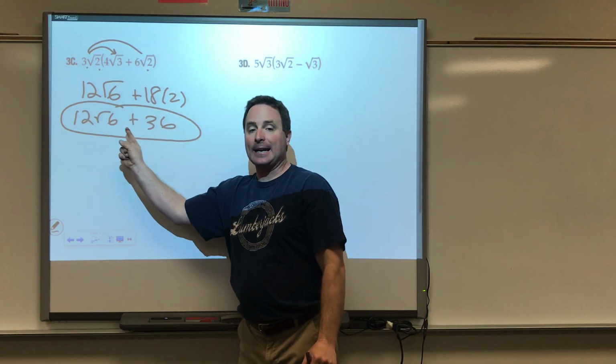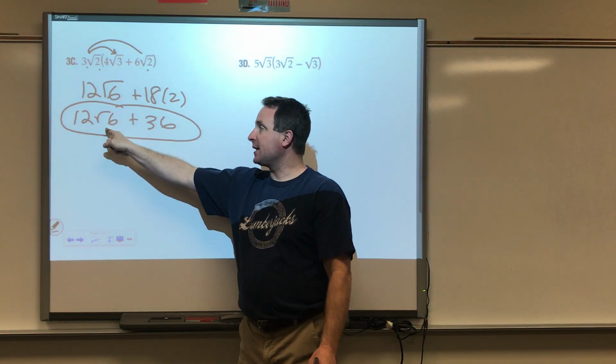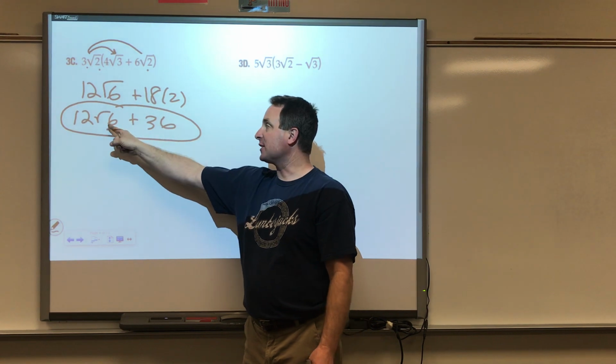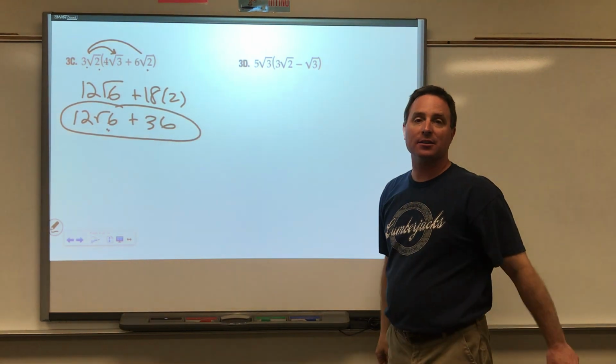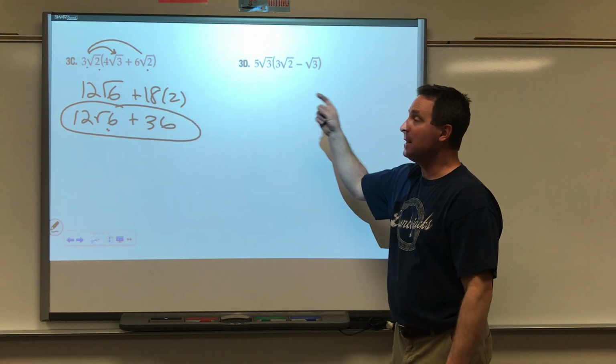And notice, I can't add those two things together. This has a radical, that doesn't. I can't add a square root of 6 onto something that doesn't have another square root of 6. Our answer just has 2 parts to it. Okay? Let's try this one.